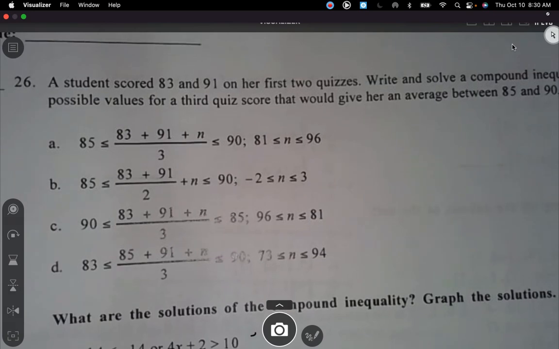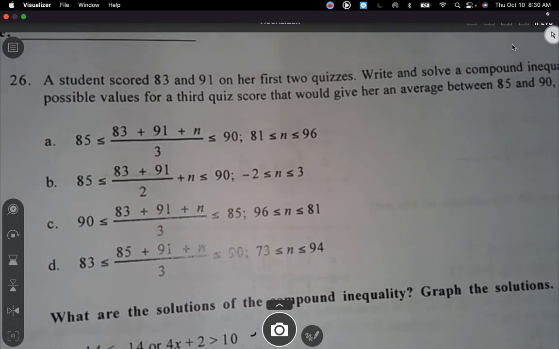26 will be on there. It's going to be multiple choice though, so you'll be able to see. Okay, so you have 3 quizzes. Does everybody understand that the student is taking 3 quizzes? And what did they make on their quiz?